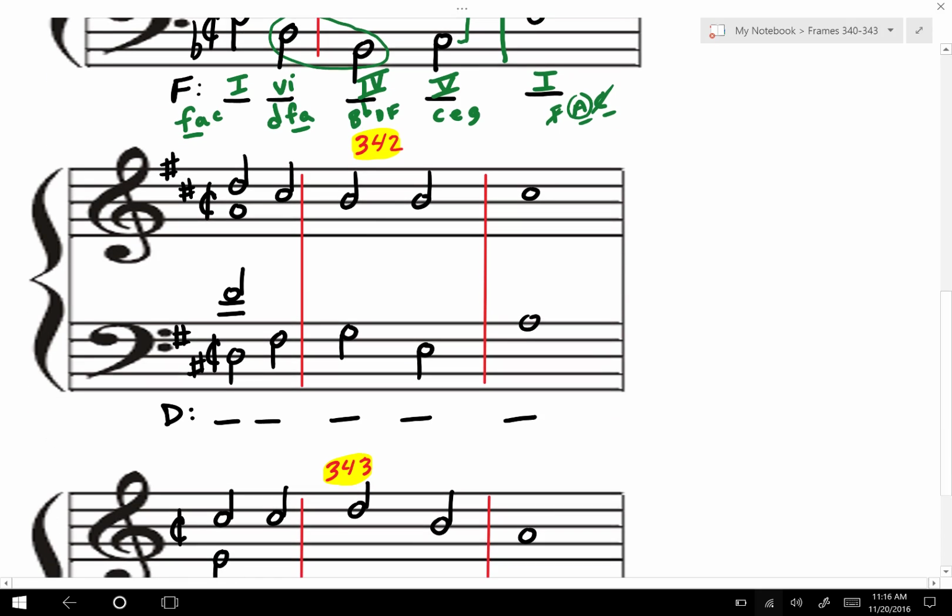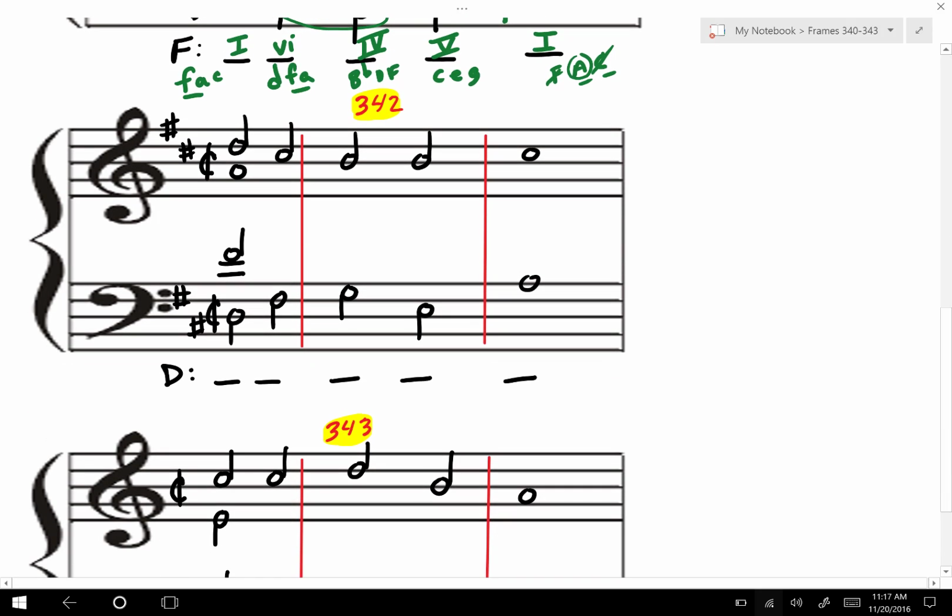Okay, let's head on over to frame 342. We have to write in the alto and tenor voices, and we have to supply a Roman numeral analysis for the key of D major. Our first triad is D, F sharp, A, D. That's the 1. Our next one, it looks like we have an F sharp in the bass. When an F sharp's in the bass, then our triad must be F sharp, A sharp, C sharp.